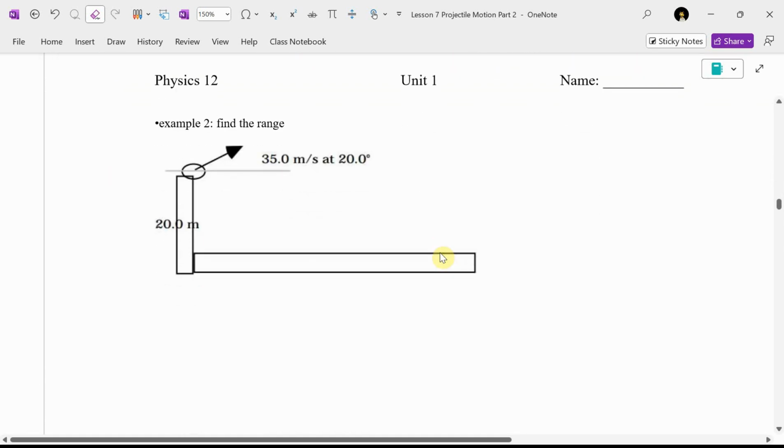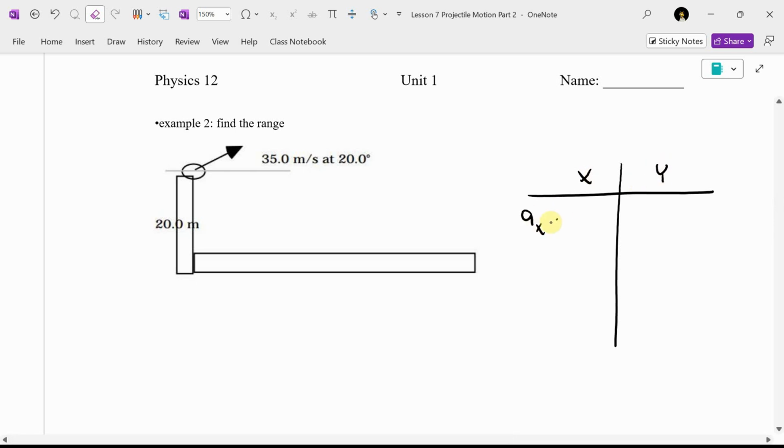Example 2. We'll finish the lesson just with this one. Ragav, what does example 2 want me to find? Do you see a cliff? Do you see an angle? Components. Horizontal, vertical. Ragav, what's AX? What's AY?